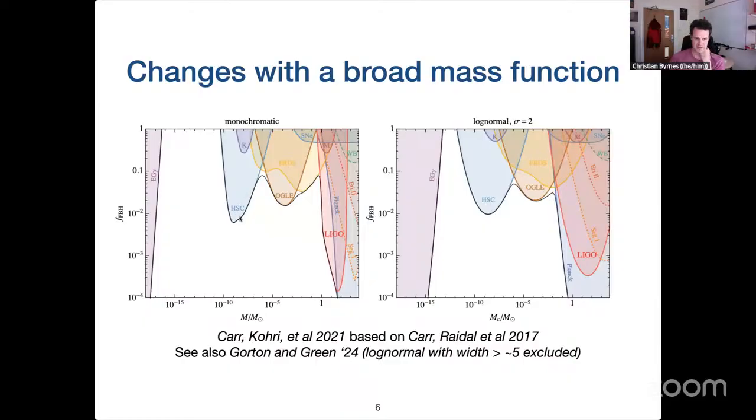The main result is really, even for more realistic broad mass functions, unless they're extremely broad, and there's no reason to expect they would be extremely broad, there's still a window.